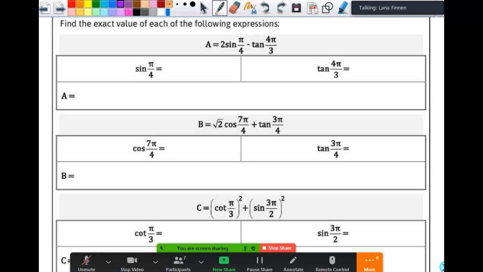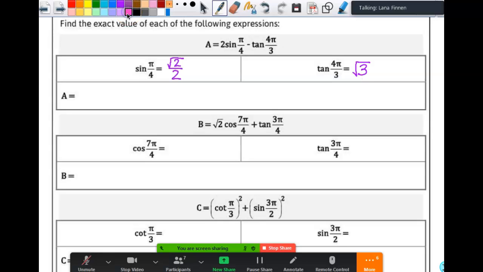That means combined as much as you can and no mixed numbers. All right, so we have A. We're not solving for anything, we're just going to simplify this expression: 2 times the sine of pi fourths minus the tangent of 4 pi thirds. So we're going to find those values that we know how to find. The sine of pi fourths is what? It's just square root of 2 over 2. Okay, good. And then the tangent of 4 pi thirds is square root of 3. Good, and it's positive because we're in the third quadrant. So those two values, we got it.